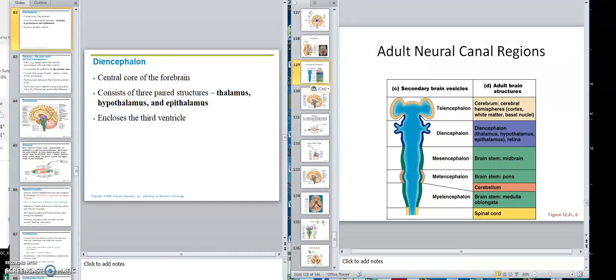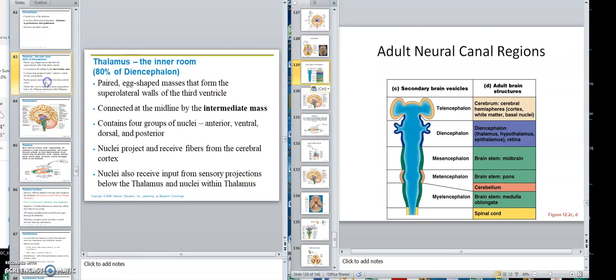Okay, class, where we are now is the diencephalon. Remember, we did the telencephalon, which was the cortex and the basal nuclei. Now we're moving down to the diencephalon, which forms the thalamus, hypothalamus, and epithalamus. Thalamus, hypothalamus, and it encloses that third ventricle. Remember the third ventricle, cerebrospinal fluid? All right, so let's talk about it.